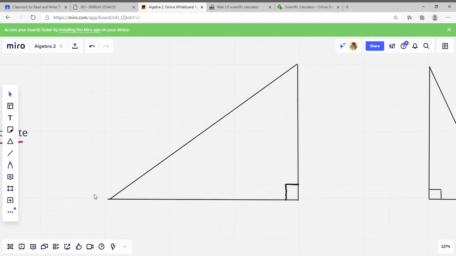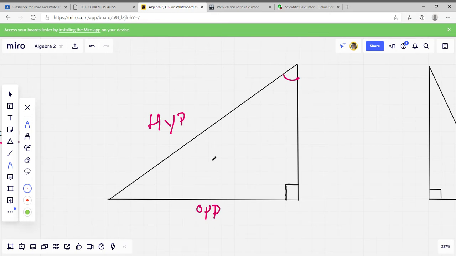So if we look at this one, we've got our 90-degree angle. The side opposite that is going to be our hypotenuse. So our hypotenuse is this side. Now, if the angle that we're looking at is this one, the side opposite from it would be down here, and then the adjacent would be over here. So the side that is opposite depends on which angle we're looking at.